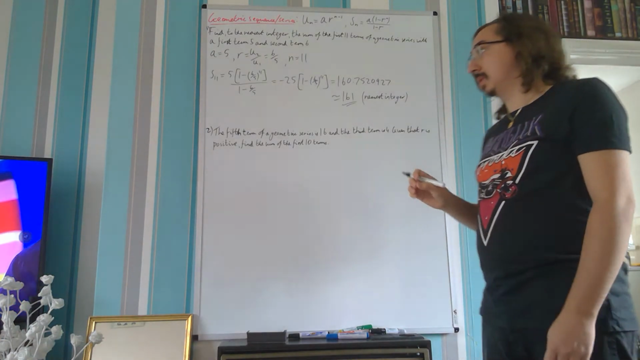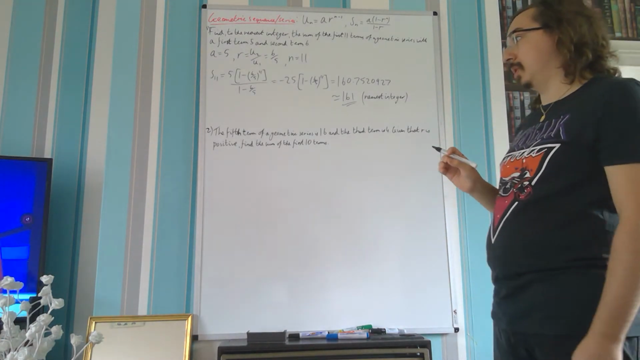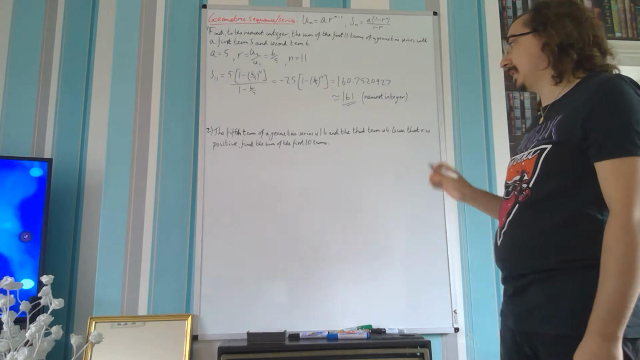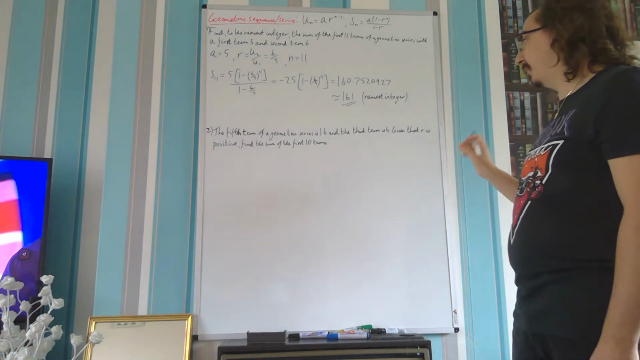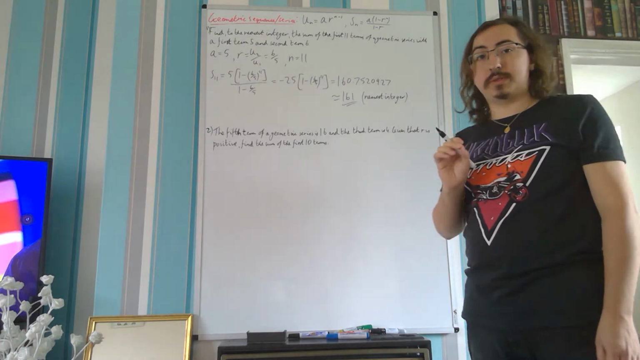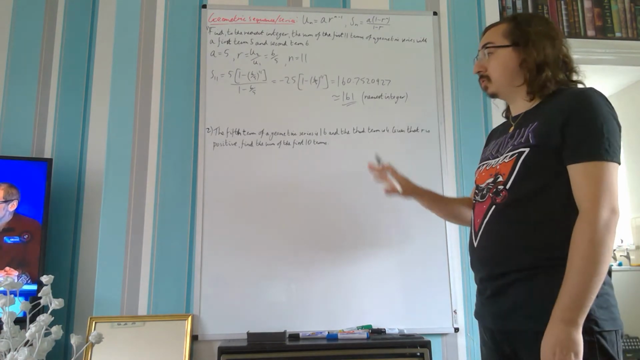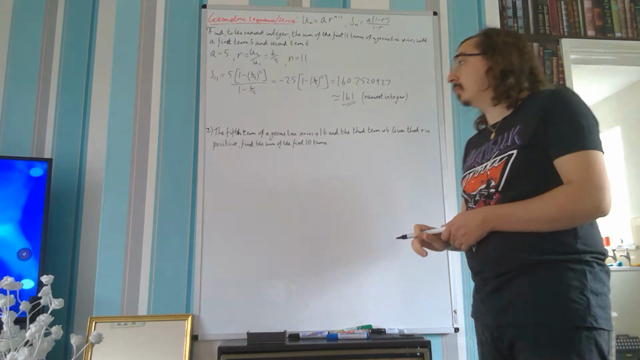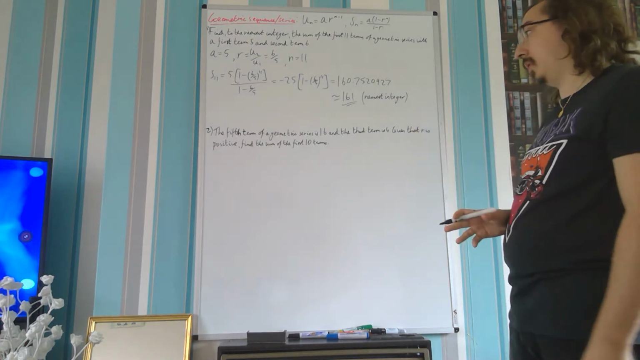And then we move on to the second problem, which says the fifth term of a geometric series is 16 and the third term is 4. Given that r is positive, find the sum of the first 10 terms. So this is going to require a little bit more work, but let's set up what information we've got.